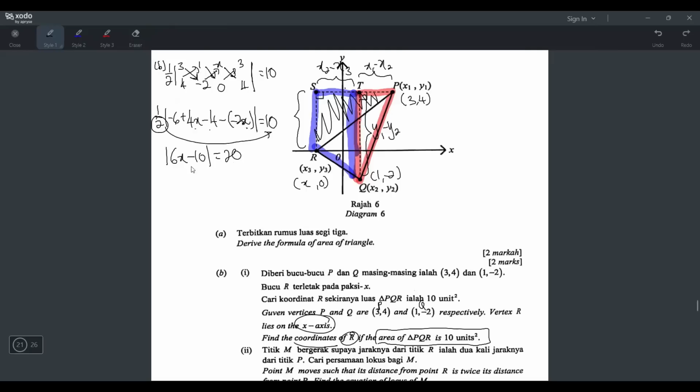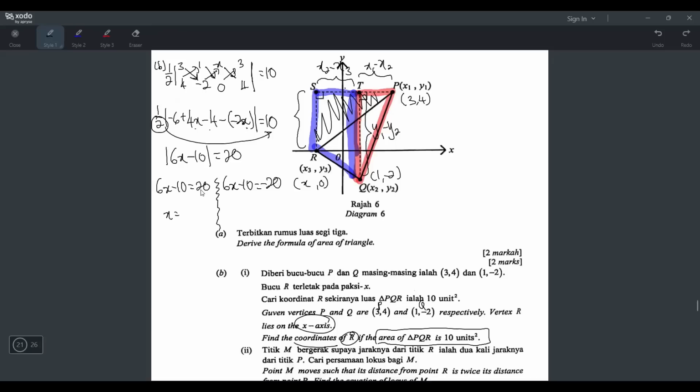Okay, now how to find x? You can remove the modulus. Yeah, because the modulus, you cannot move the 10, because the 10 is inside the modulus, so you cannot just take it out like this. So the correct way is to remove the modulus, and when you remove the modulus, what happens? You will have two answers, one positive, one negative. So this is the first answer, 6x minus 10 equals to 20, and then the other one is negative 20.